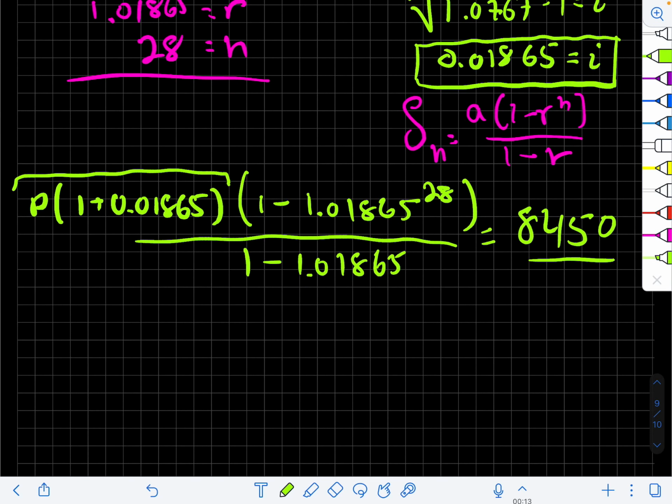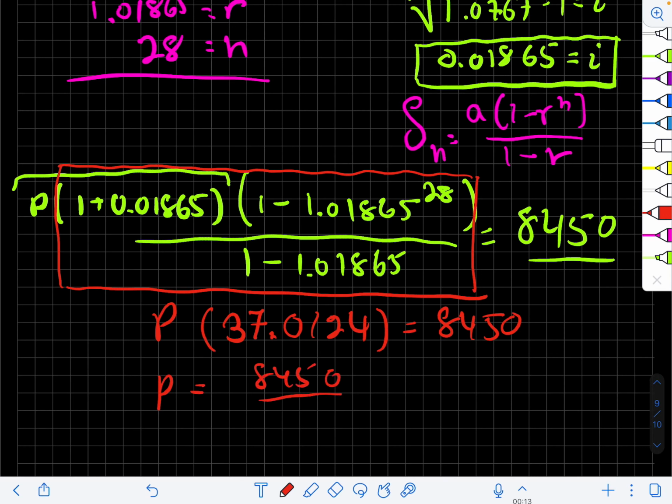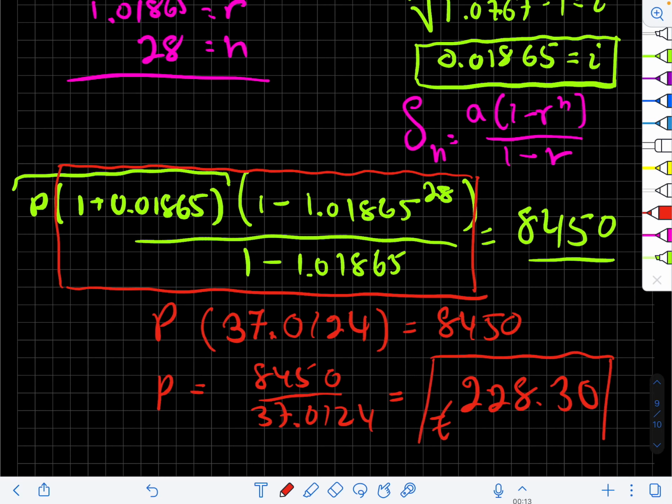In order to calculate this, the first thing we do is take all the numbers on the left hand side and put that in the calculator to get the value. It comes out to 37.0124, and then P multiplied by this number equals 8450. So we divide both sides by 37.0124, and we get 8450 over 37.0124, which gives us €228.30. That's how much money he has to save every quarter in order to get €8,450 in 7 years' time to change his computer.